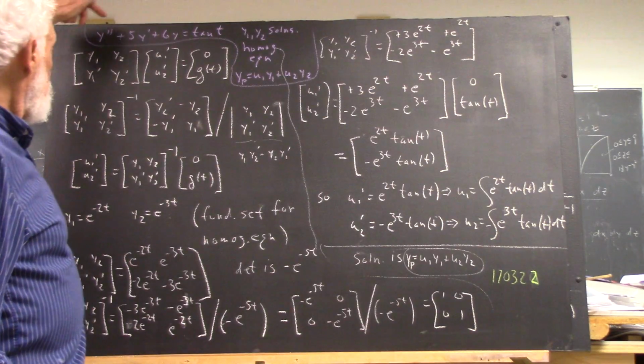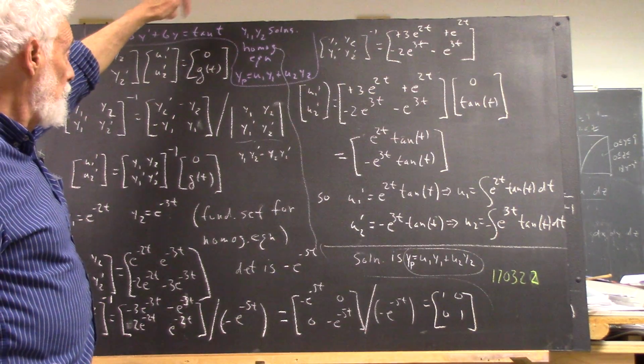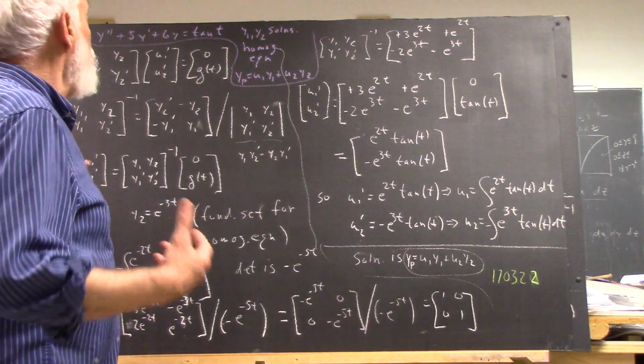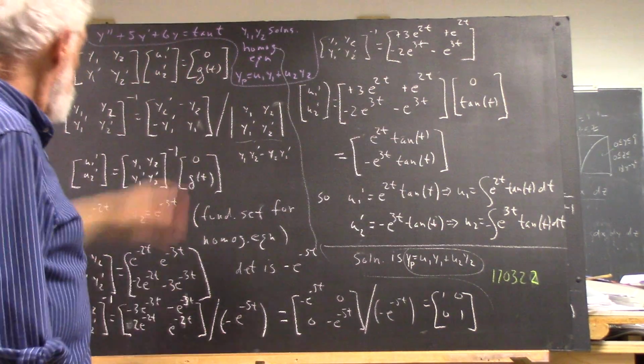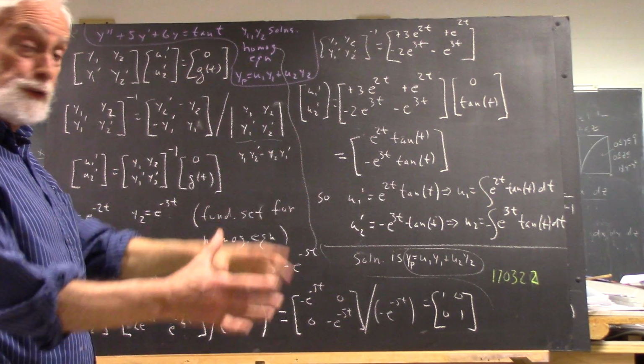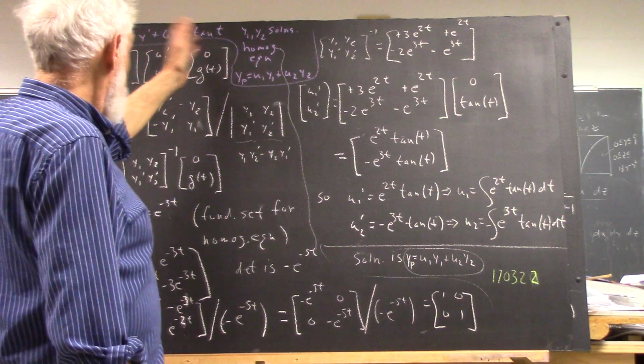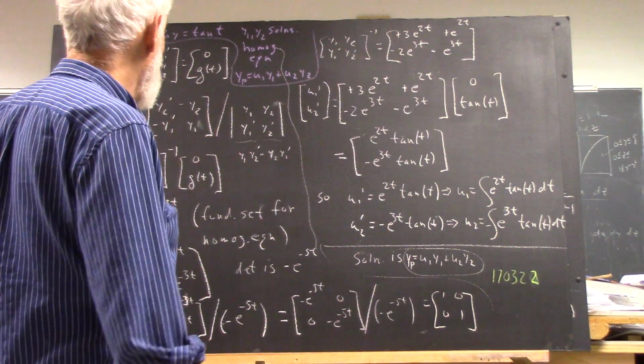Okay, we have the equation y double prime plus 5y prime plus 6y equals tangent t. We let y1 and y2 be solutions of the homogeneous equation, the equation we get if we replace tangent t with 0. And of course the homogeneous equation is very easy to solve.